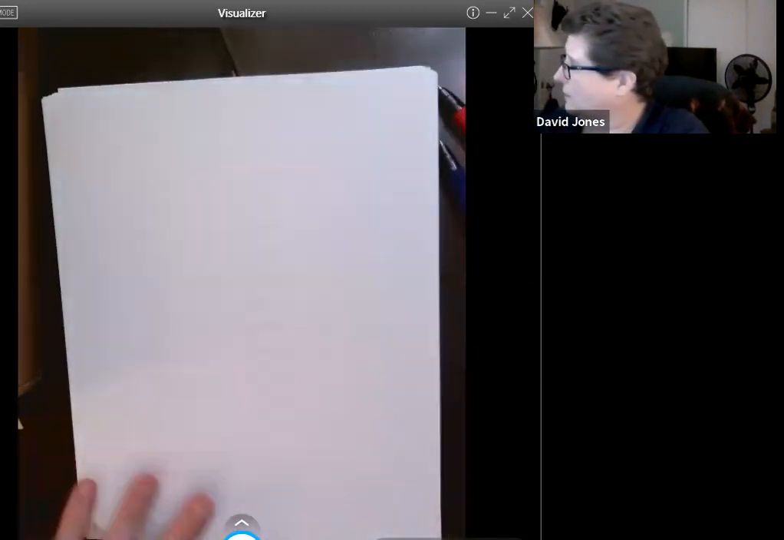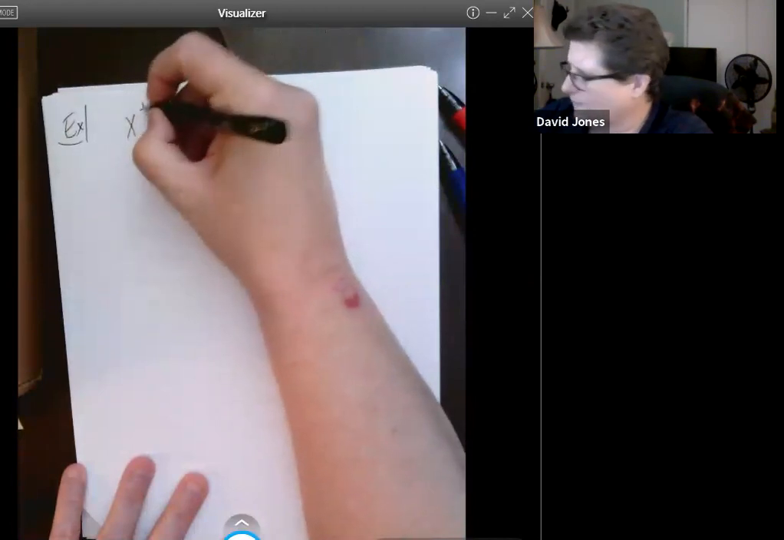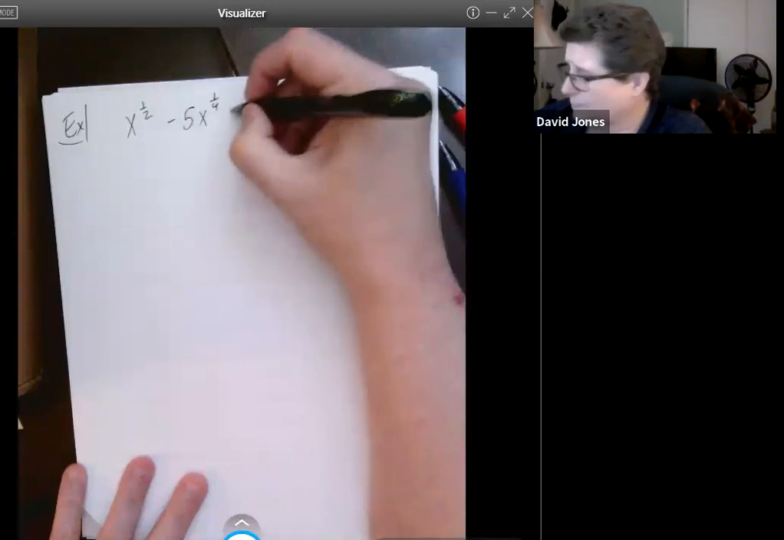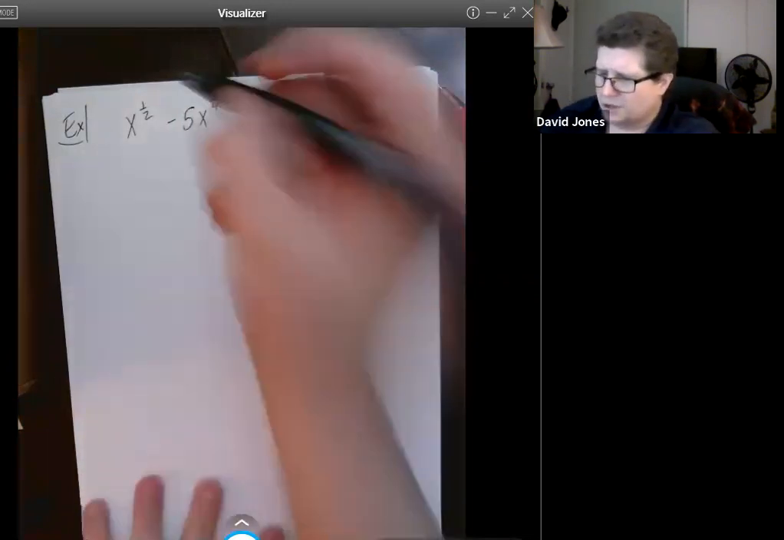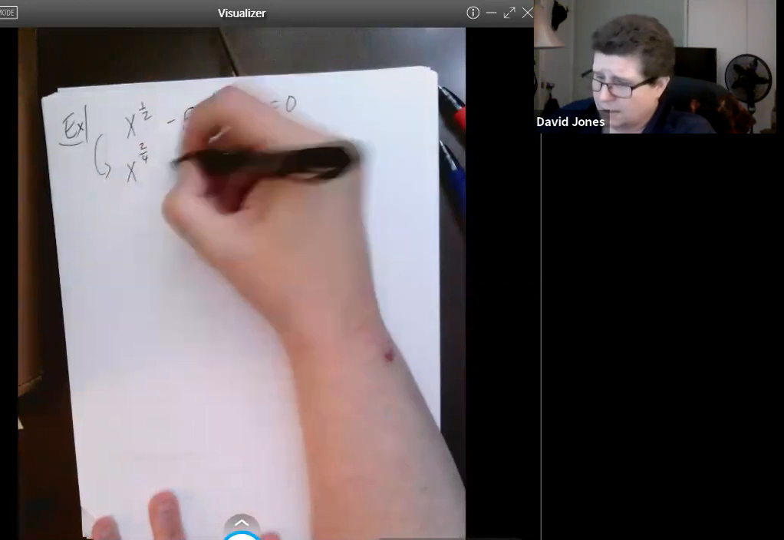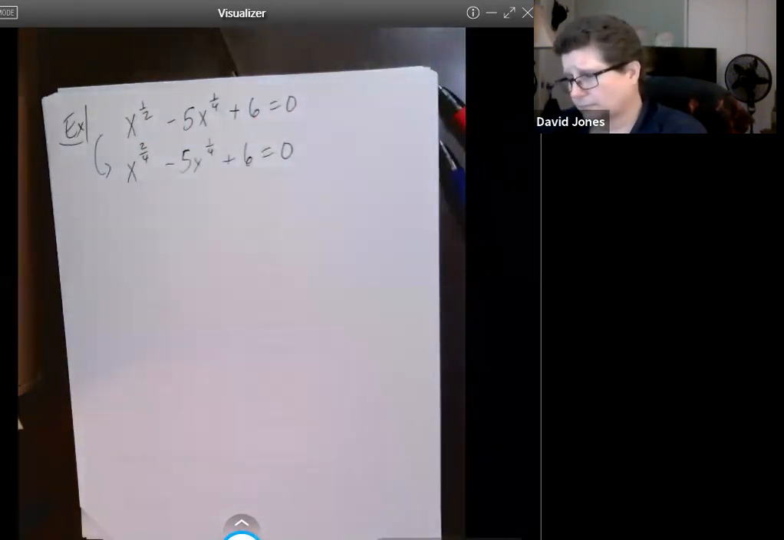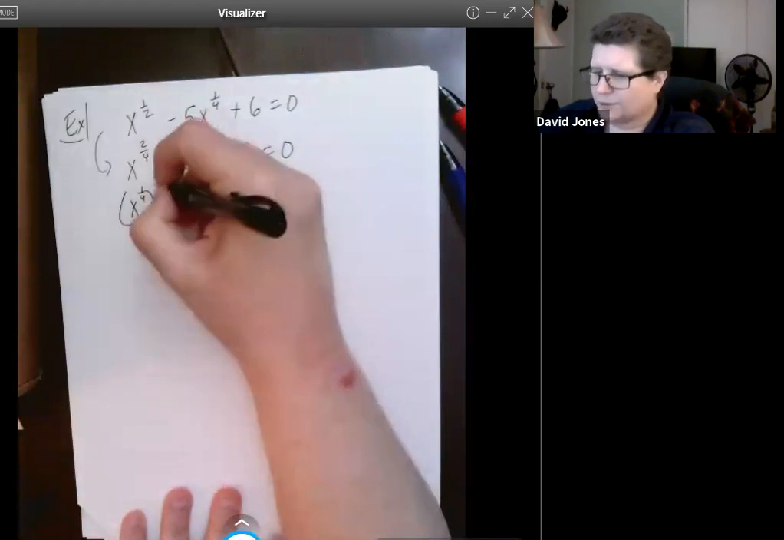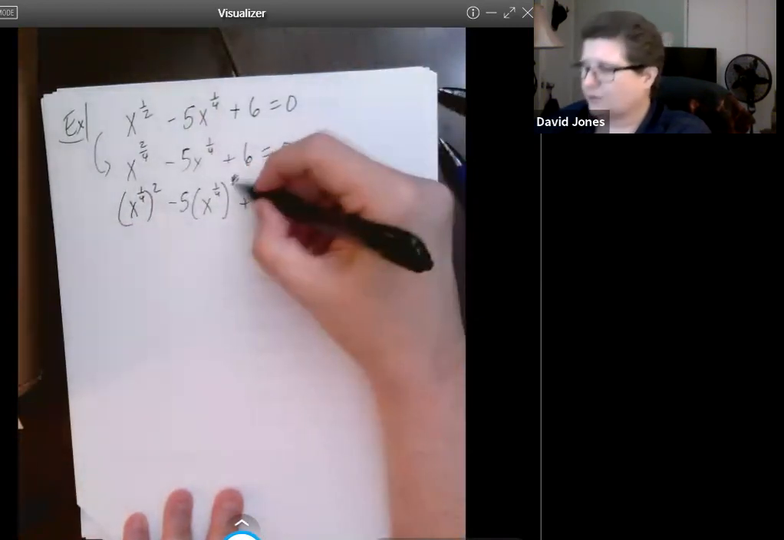Example: x^(1/2) - 5x^(1/4) + 6 = 0. This might be easier if I write 1/2 with the same denominator as the 4. This is the same thing as x^(2/4) - 5x^(1/4) + 6 = 0. If I do that, notice I can separate that. I can make that (x^(1/4))^2 - 5(x^(1/4))^1 + 6 = 0.